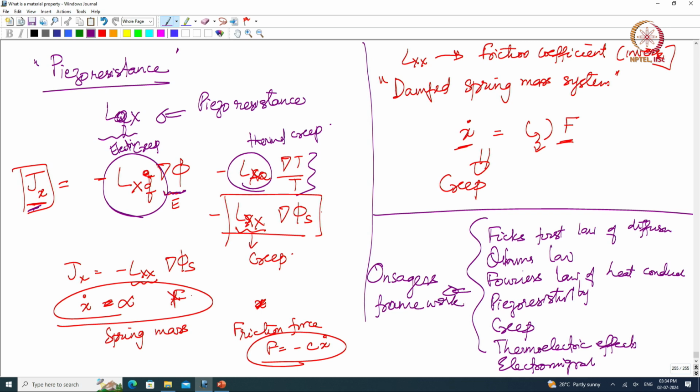That is it. I do not have to study 20 different laws. Rather, I can just understand Onsager's framework and say that Fick's law is just a specific case of Onsager's framework. Ohm's law is another specific case. Thermoelectric effects are now explained, and I do not need a separate theory for that. I can just explain it through Onsager's framework. Electromigration, I do not need another special theory for that. I will just explain it through Onsager's framework.